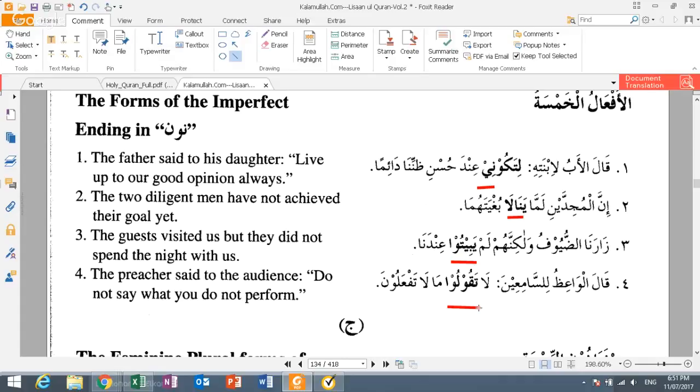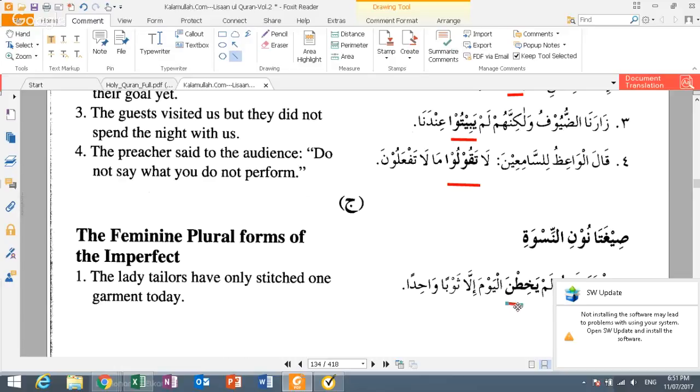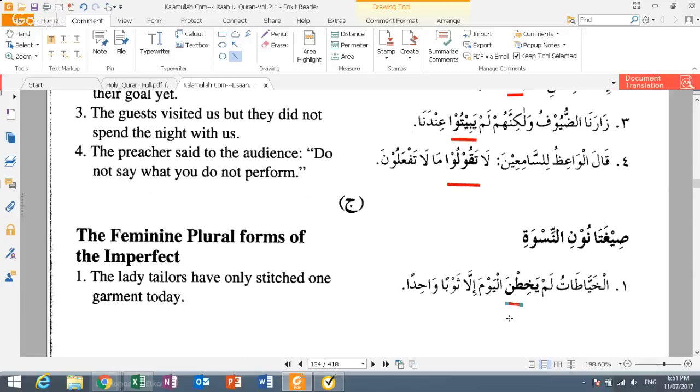Takuluna, takulu, takulani, takuluna. When you say la nahiya, the noon is dropped. Not takuluna, the noon is dropped. So la takulu, do not say. Got it? So the noon is dropped. Clear to everyone? Now the noon of niswa, as I said yesterday in Urdu, cannot drop. So that noon will remain. See, ya khitna. The noon cannot drop, but the ya will be dropped because it's a weak letter. Khata yakhitu. Now the noon is dropped, the ya is dropped. Yakhitna, lam yakhitna.